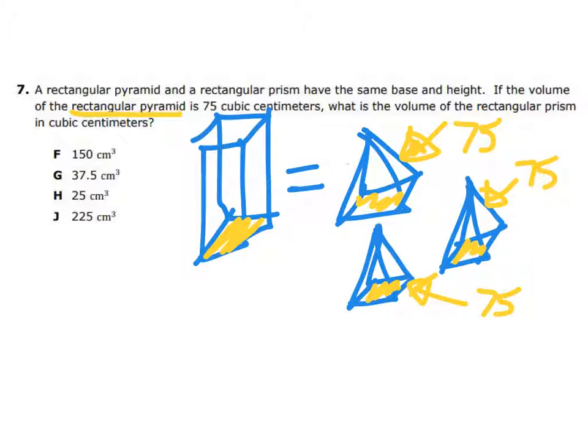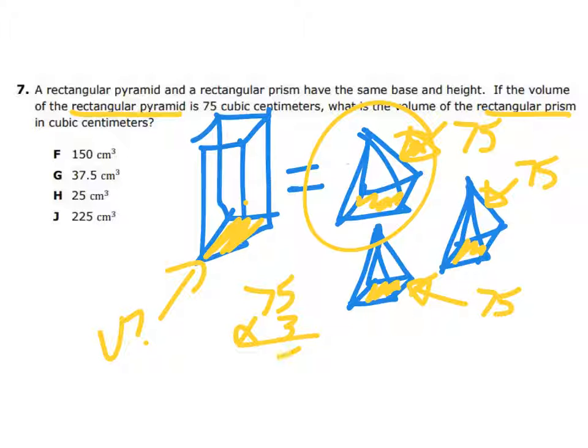So what is the volume of the rectangular prism in cubic centimeters? So I want to know, what is this volume? Well, to do that, I know that 3 of these fit in there, so I take 75, multiply it by 3 for a total of 225.